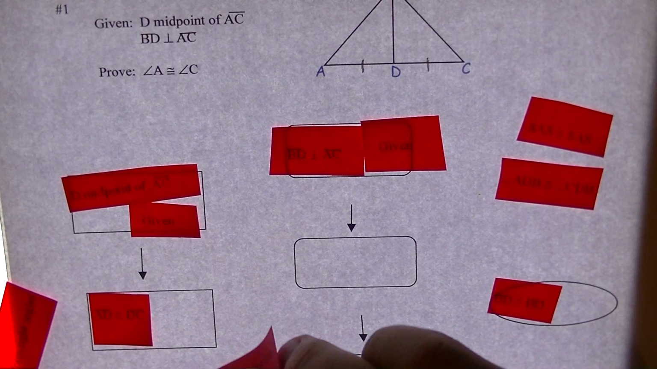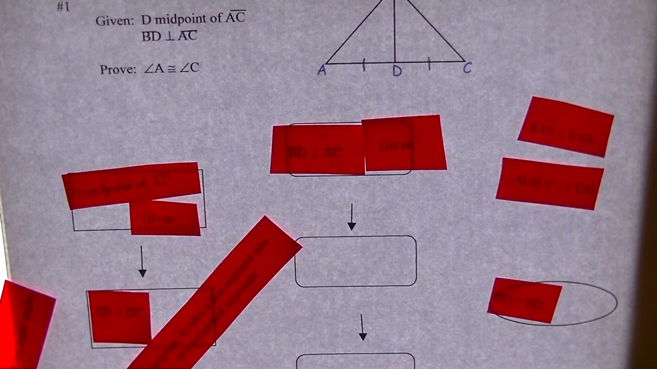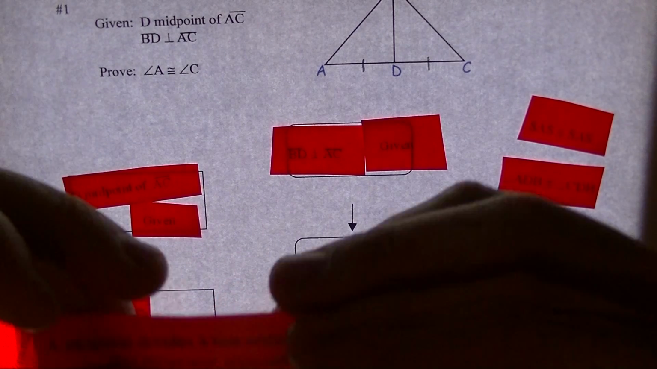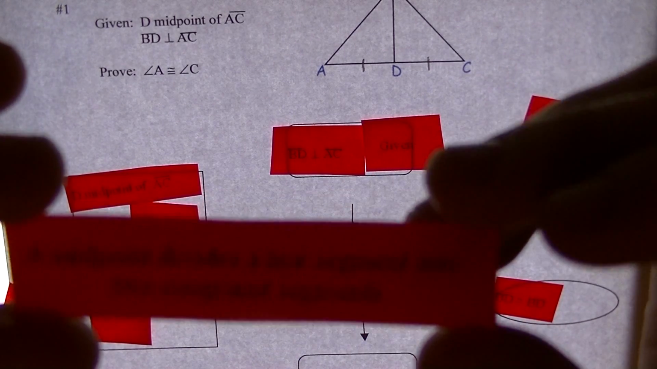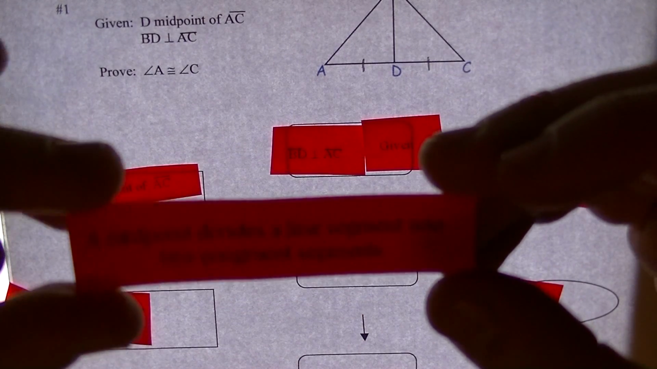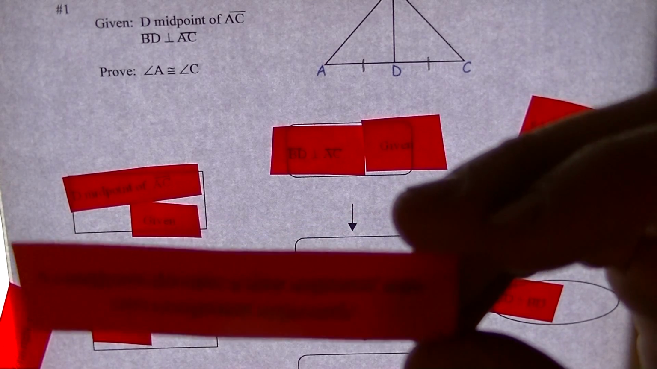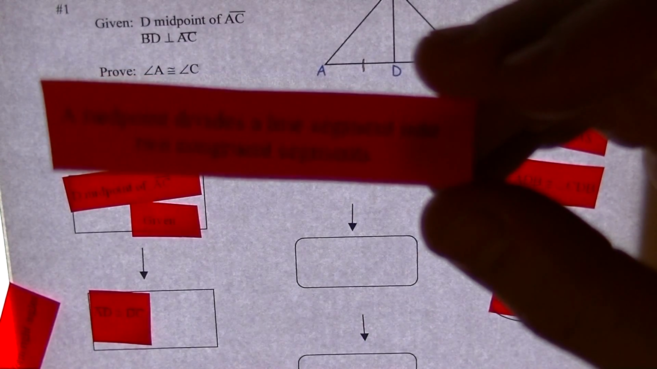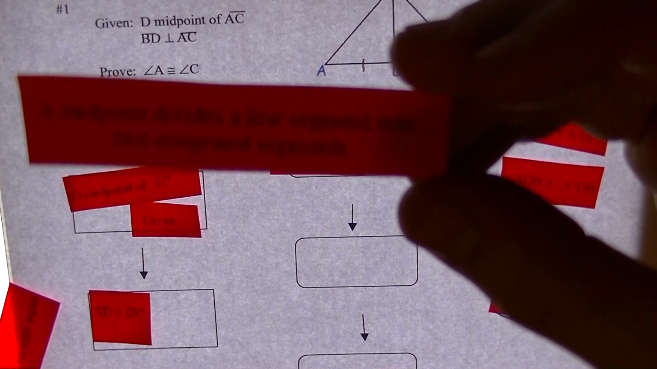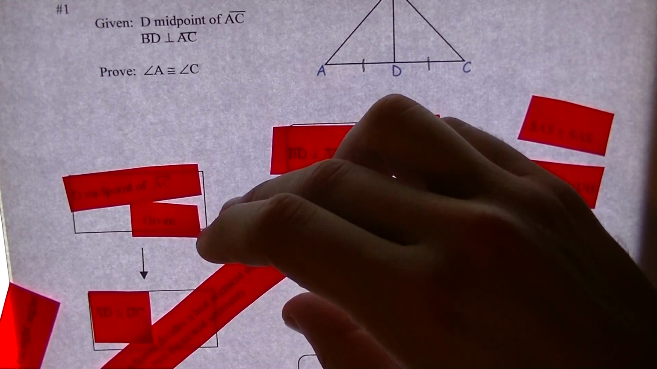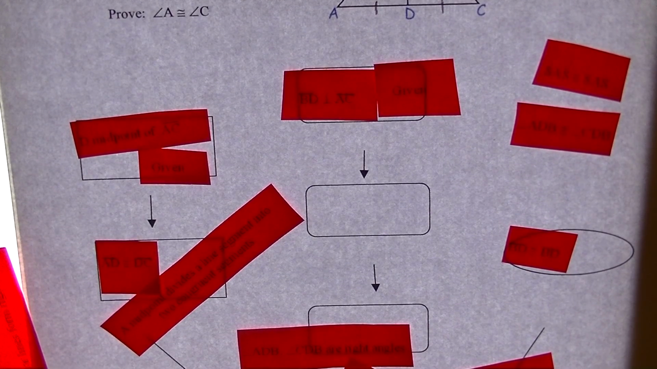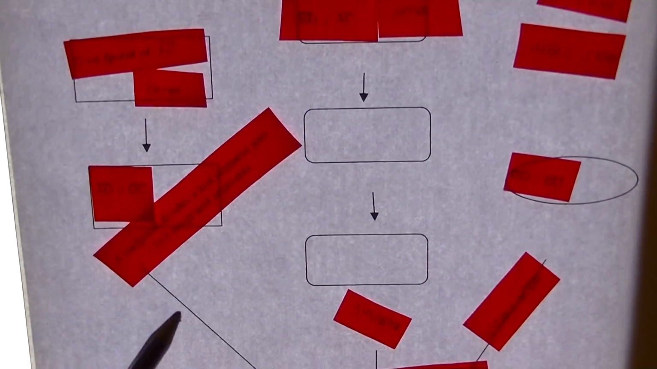midpoint divides a line segment into two congruent segments. Maybe I'll bring this up closer to the camera. It's not showing up well. A midpoint divides a line segment into two congruent segments. We had it for a moment. Well, that'll be my reason over there. And you can basically think of that as just the definition of a midpoint. All right, and it looks like that's all I need to do for my midpoint part.